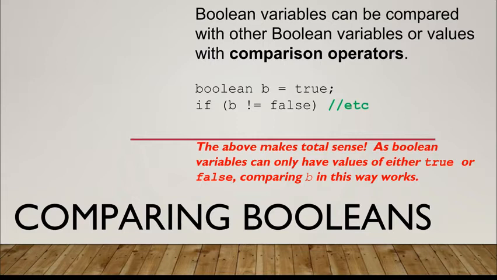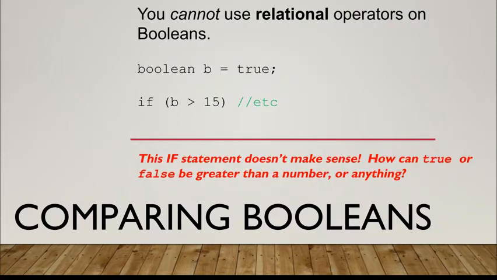Boolean variables can be compared with other Boolean variables or values with comparison operators. So Boolean b equals true, and we're going to use an if to compare that. If b is not equal to false. The above makes total sense. A Boolean variable can only have values of either true or false. Comparing b in this way works.